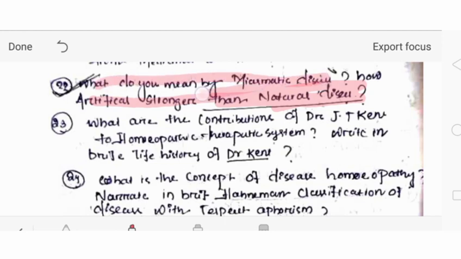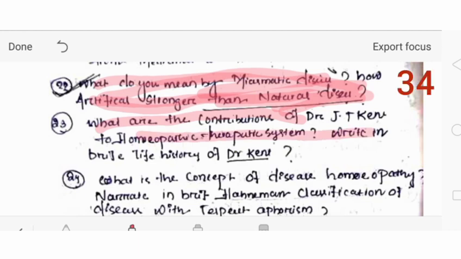From miasmatic analysis you can describe this question. Then this question comes from which classification of disease? Chronic disease: the question comes from that part. Go through chronic disease and the classification of chronic disease. Also in aphorism 34 there is a discussion of artificial disease being stronger than natural disease.